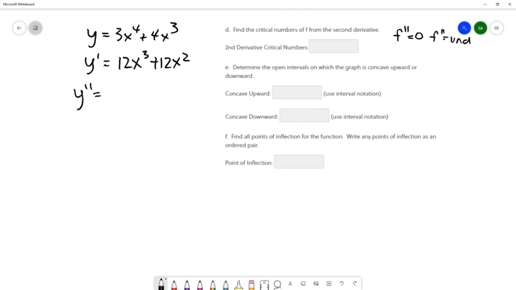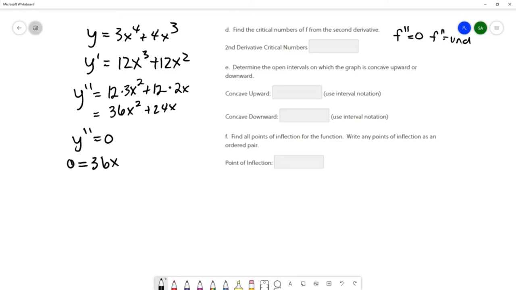The second derivative has 12 being a constant multiple, and we'll use the power rule on x cubed to get 3x squared. 12 is a constant multiple, and we'll use the power rule on x squared to get 2x. And if we simplify, we have the second derivative being 36x squared plus 24x. I'm looking for where the second derivative is equal to 0 or undefined. The second derivative equal to 0 gives me 0 equals 36x squared plus 24x. And I'm going to solve this equation by factoring.